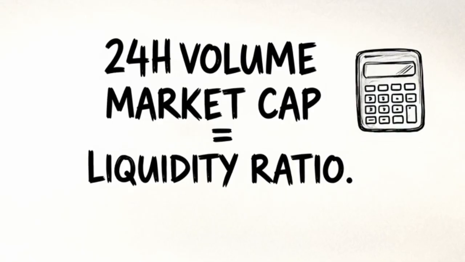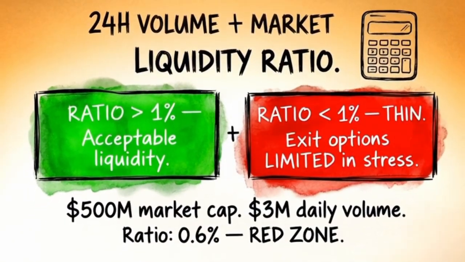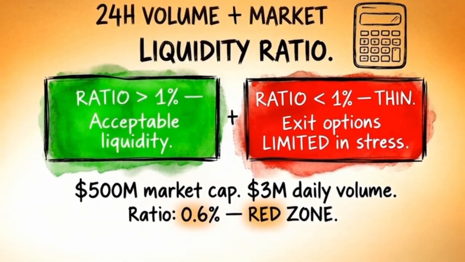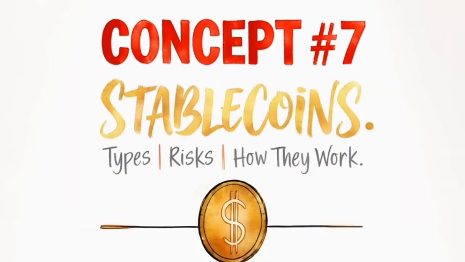Before you size a position, check the 24-hour trading volume relative to the market cap. If the daily volume is less than 1% of market cap, liquidity is thin and your exit options during stress are limited. Concept 7. Stablecoins, types, risks, and how they work.